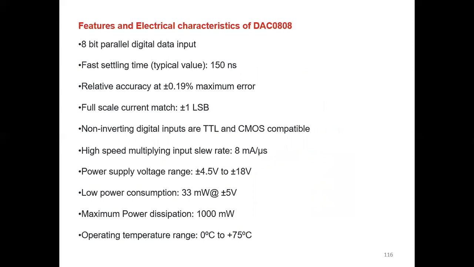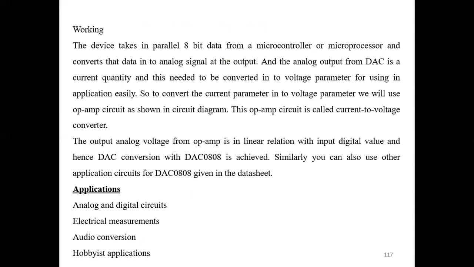These are the features and electrical characteristics of DAC0808. 8-bit parallel digital data input, fast settling time, relative accuracy, full scale current match. Non-inverting digital inputs are TTL and CMOS compatible. High speed multiplying input slew rate. Power supply voltage range, low power consumption, maximum power dissipation, and operating temperature range of 0 to 75.